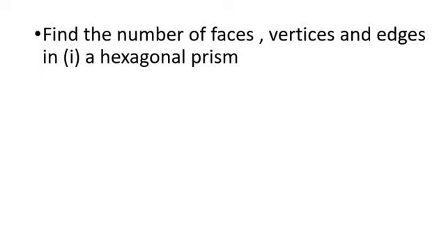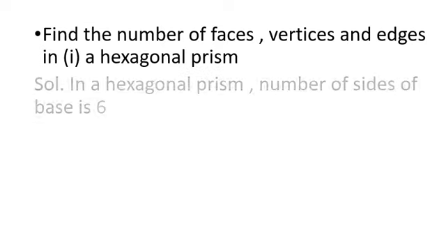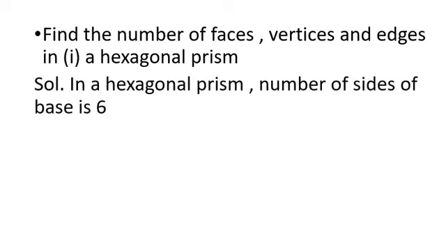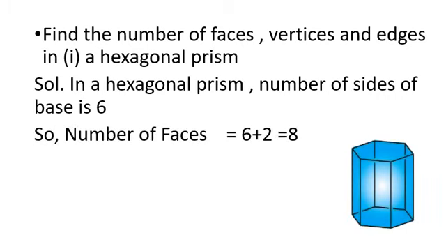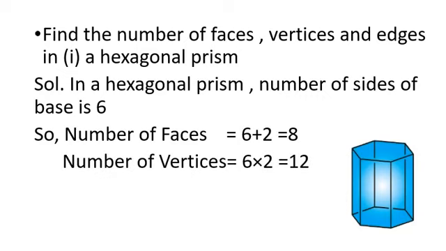So coming to the first part, here in this example I have taken two parts. The first one is the hexagonal prism. Coming to this part, in a hexagonal prism, first of all, what is the number of sides of the base? Hexagon, everyone knows, the number of sides of the base is 6. This is the figure of this hexagonal prism. Now, the number of faces will be 6 plus 2. The number of sides of the base is 6, so you are supposed to add 2 to find the number of faces. That will be 8.